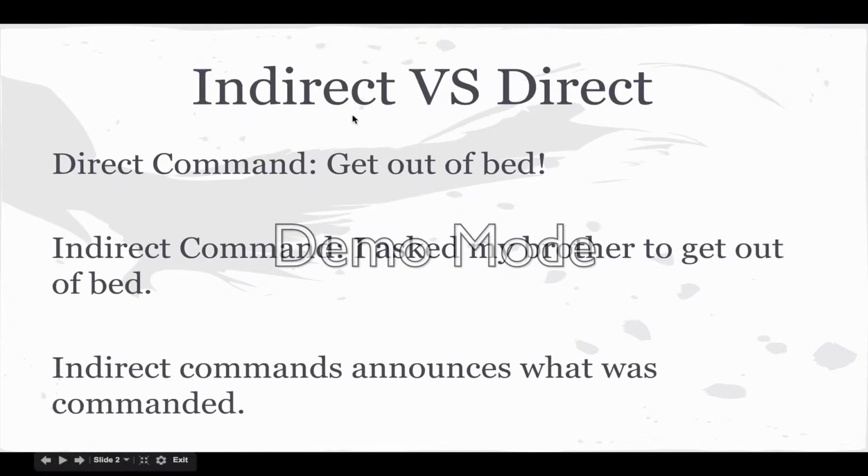There are two different kinds of commands that you'll run into in Latin. The first one is direct, and the second one is indirect. A direct command, as you can see in the example here, would be "get out of bed." In the case of a direct command, you would be telling someone directly to do something to their face. Whereas an indirect command announces what was commanded.